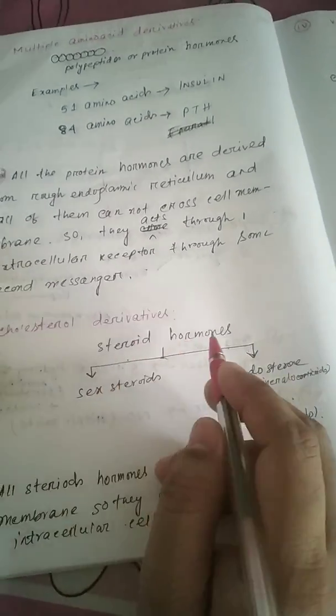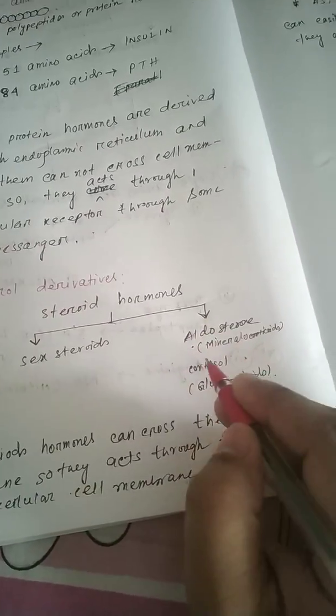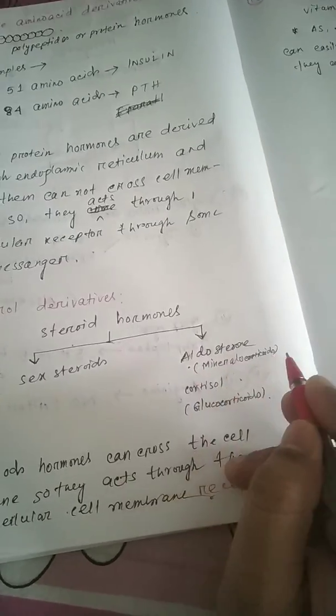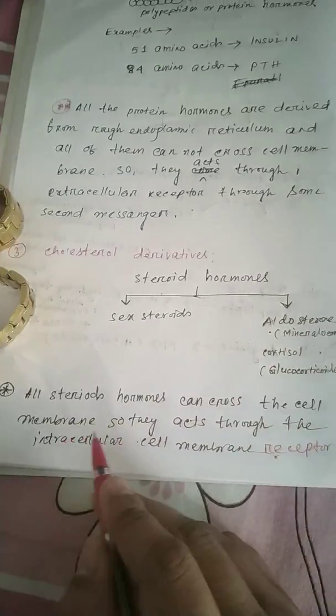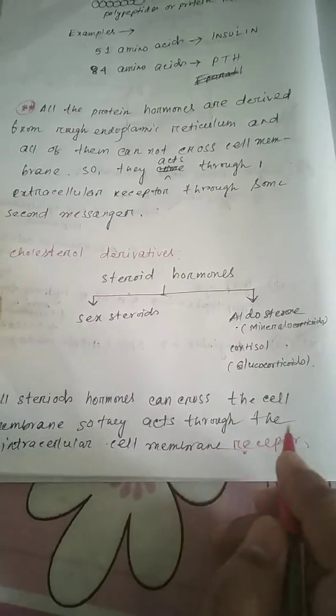Cholesterol derivatives are steroid hormones. These are divided into sex steroids, mineralocorticoids and glucocorticoids. Mineralocorticoids are aldosterone and glucocorticoids are cortisol. The most important thing is that all steroid hormones can cross the cell membrane easily, so they act through intracellular receptors.